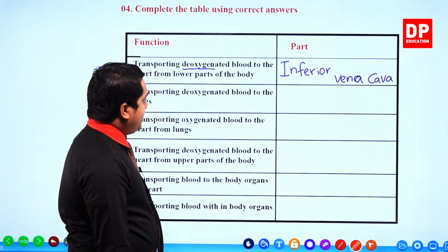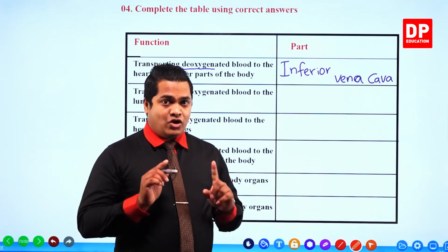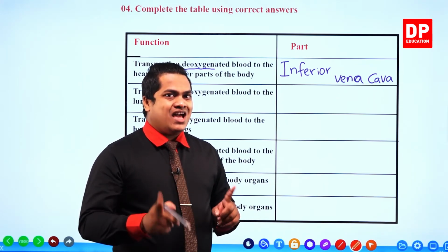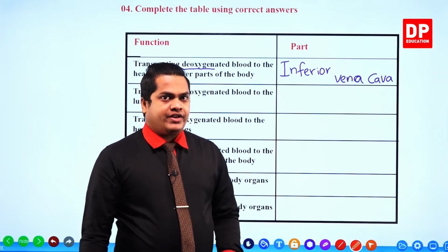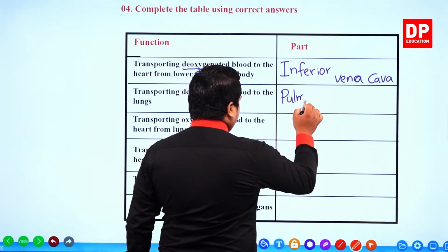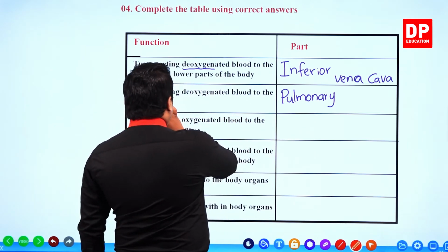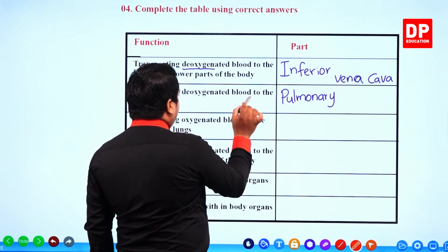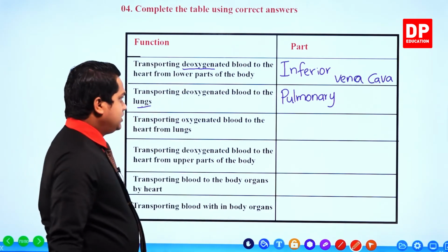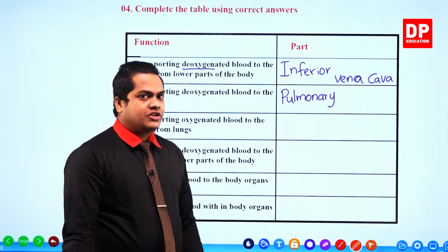Transporting deoxygenated blood to the lungs. Lungs and heart, it should be pulmonary for sure. So we'll mention pulmonary first, because it is referring to lungs and heart. Lungs means definitely it should be a pulmonary circulation one.